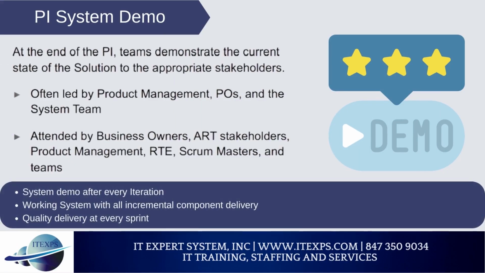PI System Demo. At the end of the PI, teams demonstrate the current state of the solution to the appropriate stakeholders. Often led by product management, POs, and the system teams. Attended by business owners, ART stakeholders, product management, RTE, Scrum Master and teams. System demo after every iteration. Working system with all incremental component delivery. Quality delivery at every sprint.